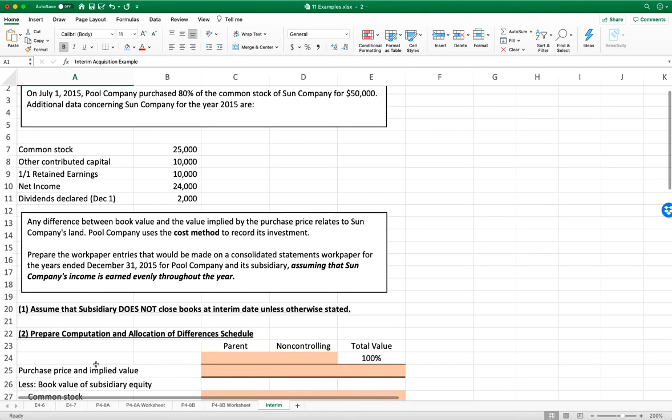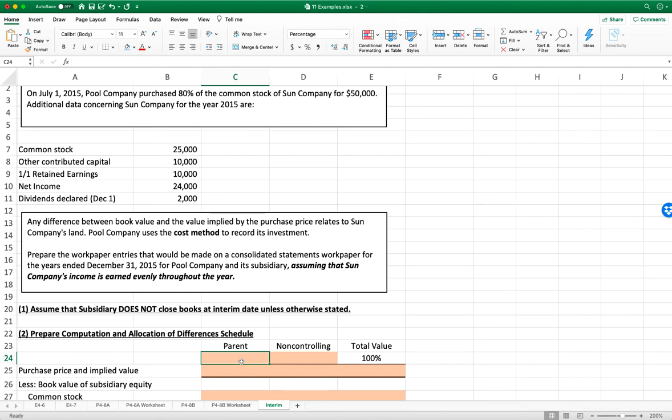Okay, so we are going to assume that the subsidiary does not close its books at interim unless otherwise stated. So that's a thing that could happen. We could have our subsidiary actually close their books, and then that makes the accounting a little bit easier. So we're going to learn it the harder way. All right. So we're going to start with our computation and allocation of differences schedule, because that's pretty much always where you should start.